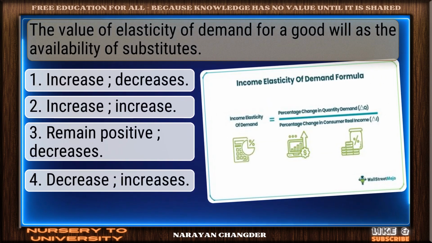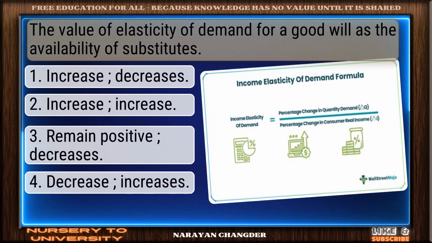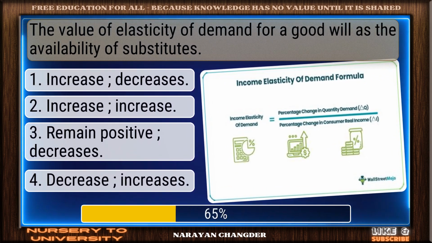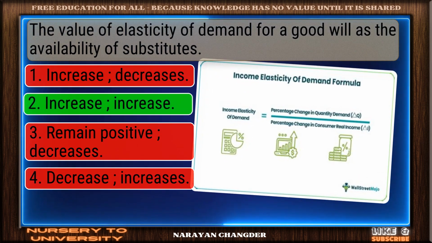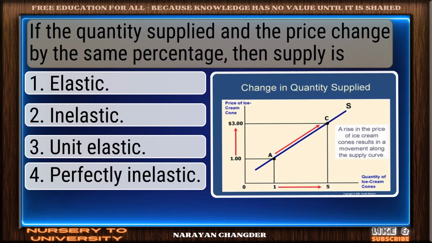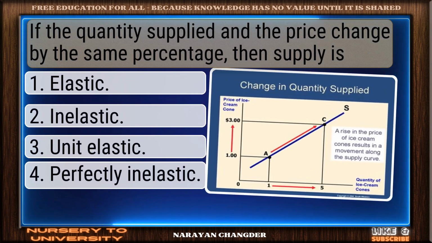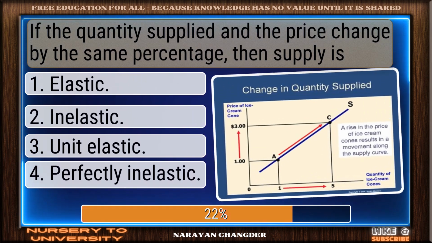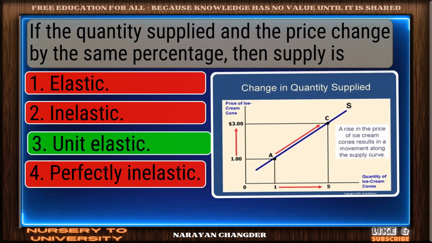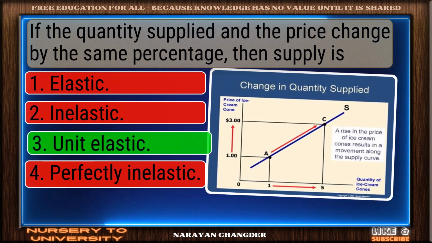The value of elasticity of demand for a good will dash as the availability of substitutes dash. Exactly. Increase makes sense, and it is the right choice. If the quantity supplied and the price change by the same percentage, then supply is. Well picked. Unit elastic is the correct answer.